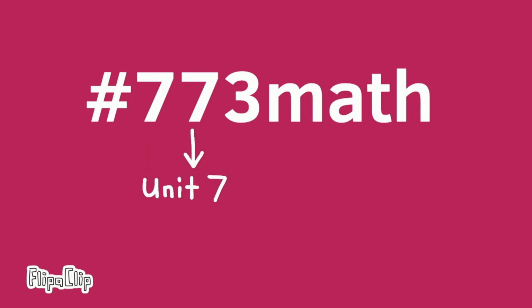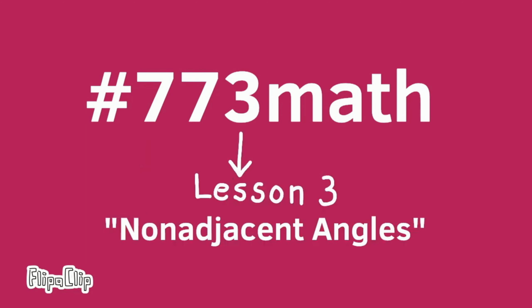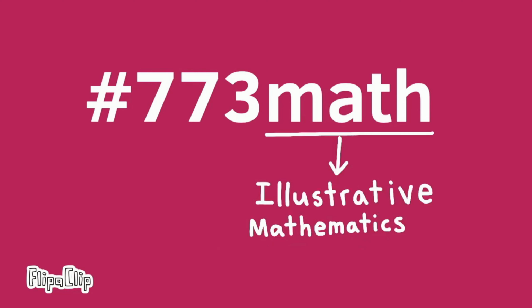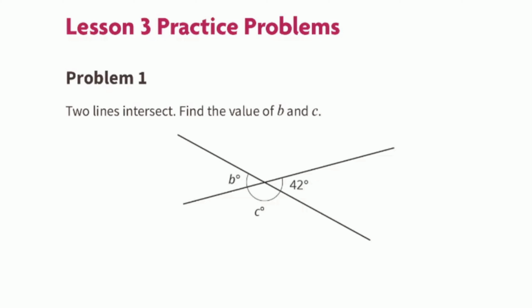7th grade, Unit 7, Lesson 3, Non-Adjacent Angles, Illustrative Mathematics. Problem number 1. 2 lines intersect. Find the value of B and C.